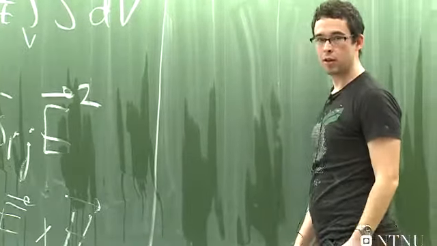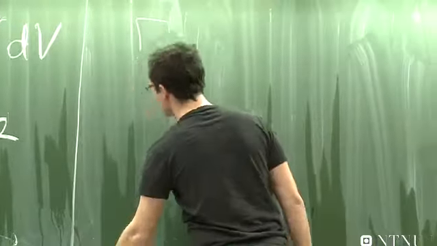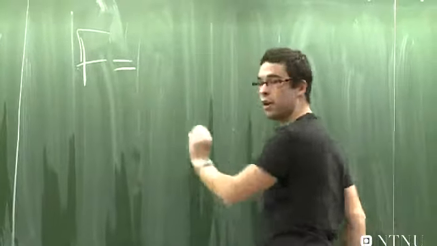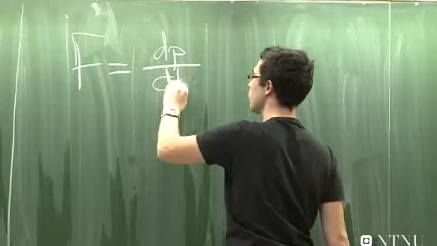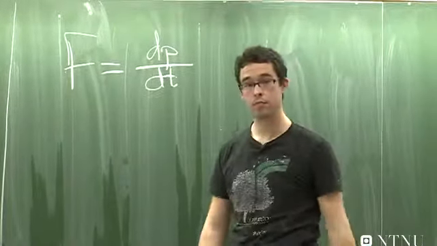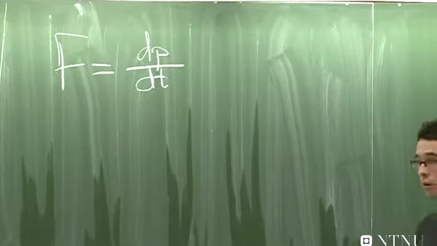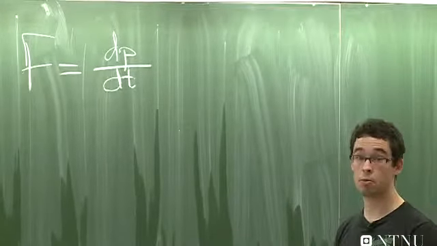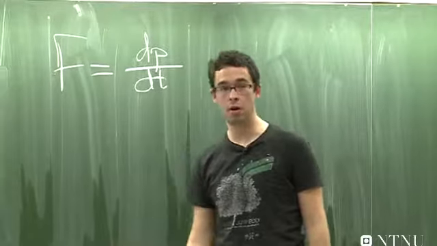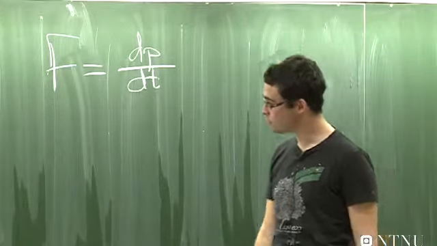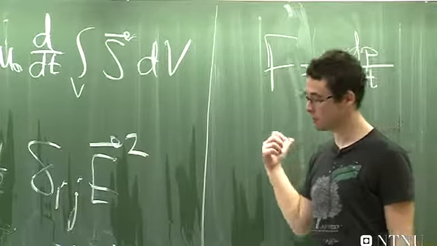But remember the following. If you have a force, you can write it as the time derivative of the momentum. Right? If I'm pushing my car, let's say, on a flat surface, and it gains momentum as I push it, well, my force is equal to the time derivative of the momentum the car gets. And it's the same thing here. There is a force, so there has to be a momentum flow.